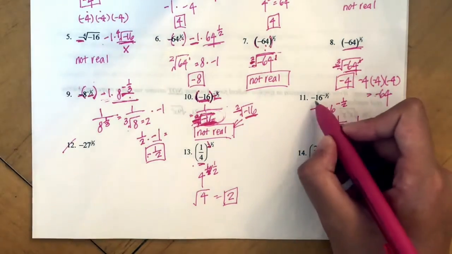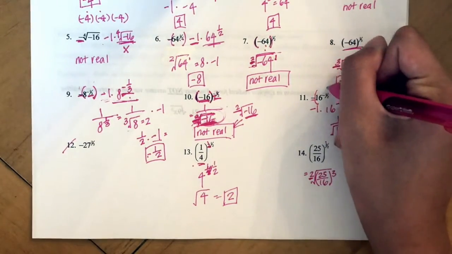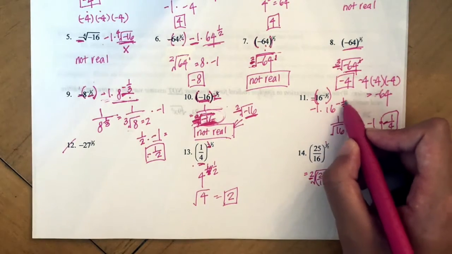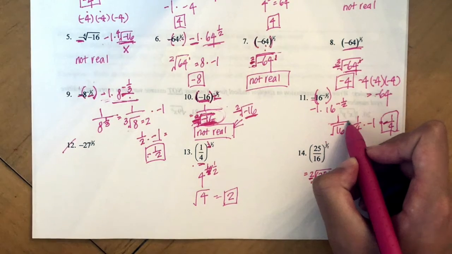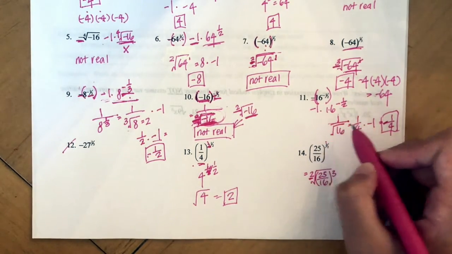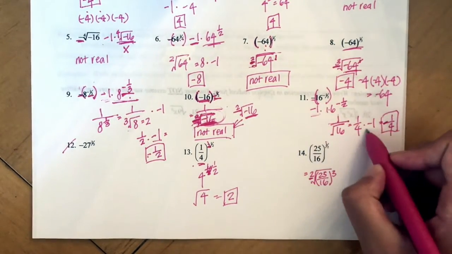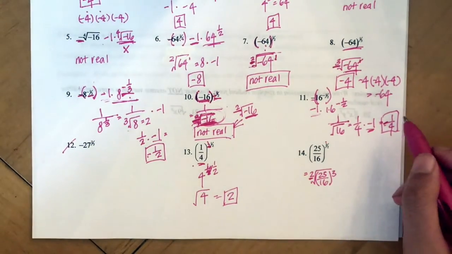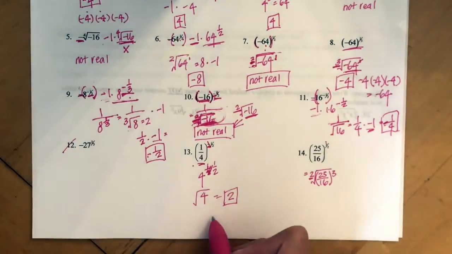Okay, so moving on, we have negative 16 to the negative 1/2. First of all, we're going to separate these two. So we have negative 1 times 16 to the negative 1/2. So 16 to the negative 1/2 is just 1 over 16 to the 1/2, which is just the square root of 16, which can be simplified to 1/4. Times negative 1, that will give you negative 1/4 as the final answer. Okay, so we're going to skip 12 and move on to number 13.